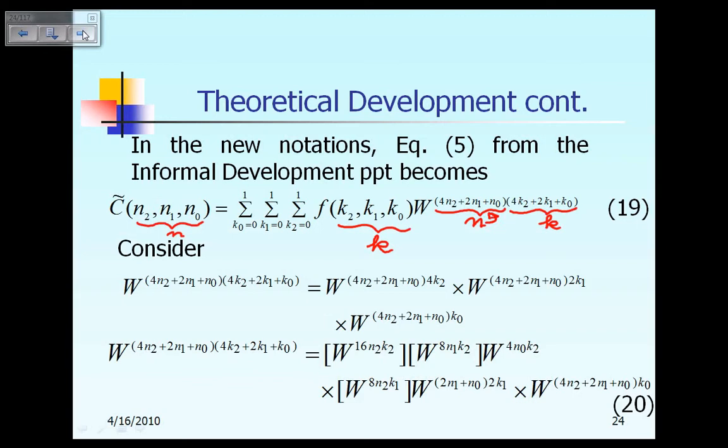Okay? Similarly, the value of k that you have in the earlier formula, now you replace k by 4k2 plus 2k1 plus k0. And now, exactly similar to the previous chapter, instead of having two summations, now you have three summations. You have a first summation corresponding to the index k0, then the second summation related to the index k1, and then the third summation related to the index k2.